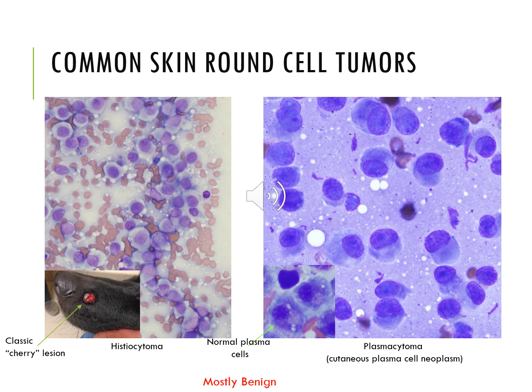So we're going to discuss some common skin round cell tumors that mostly behave as benign first. And so on the left, we see a typical histiocytoma. On the inset on the bottom, that's what they look like grossly frequently. They're described as a classic cherry lesion, usually on the muzzle, the ears or the limbs of a dog.